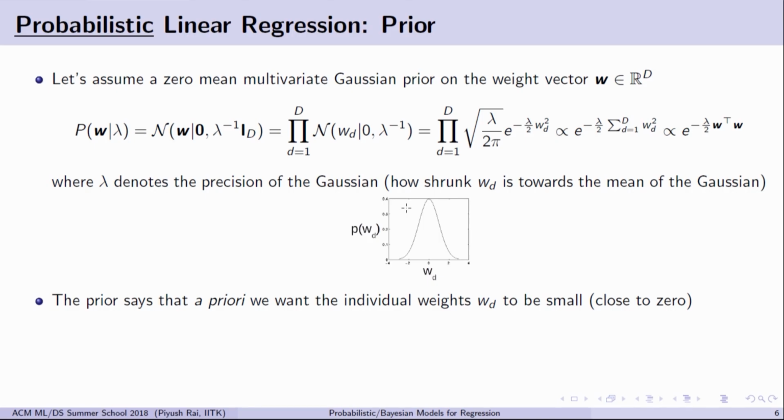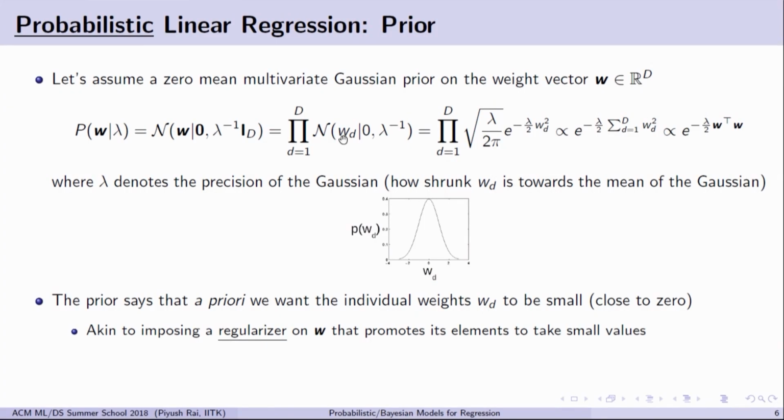So as I was mentioning earlier, the zero mean prior is basically saying that we a priori expect our individual weights to have small values, okay? Which is related to this idea of regularization, because whenever we have a loss function with regularization, we use it because we don't want very large coefficients, right? As you might have seen in the case of linear regression. So this is very similar to adding a regularizer on the weight vector W, which basically promotes the individual components of W to take small values.